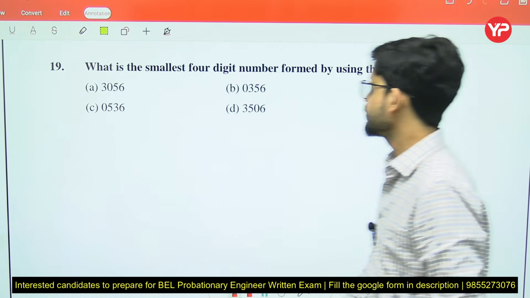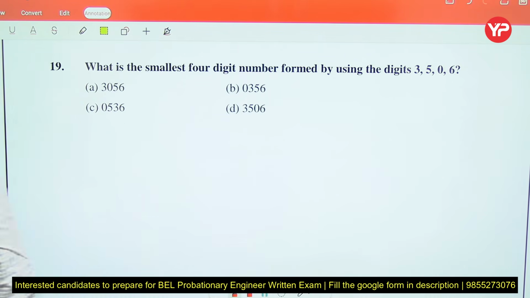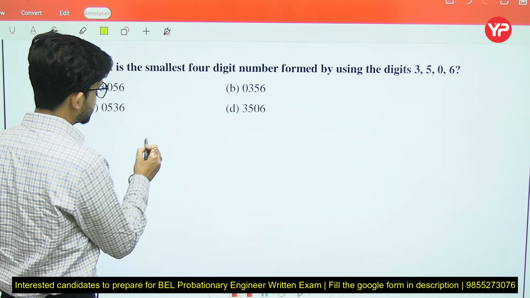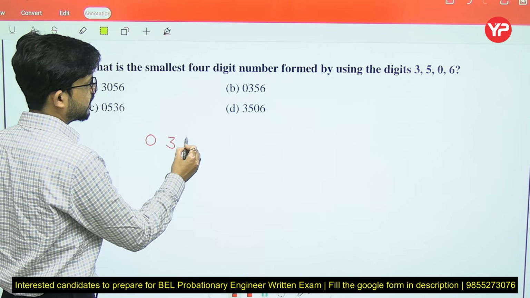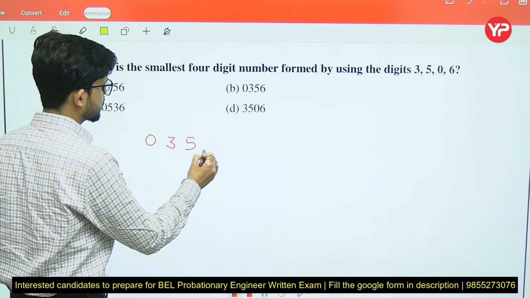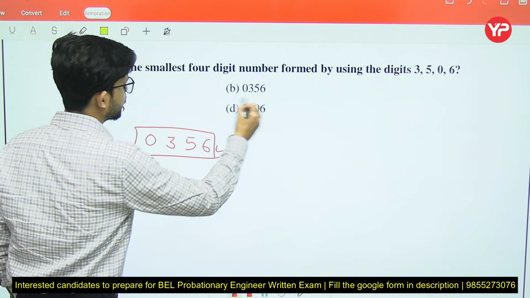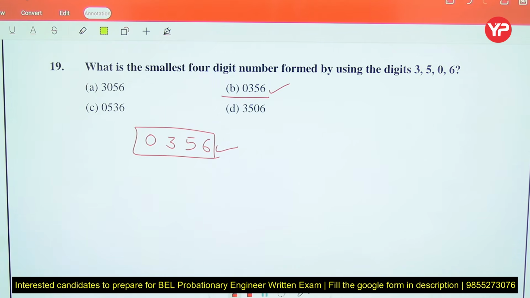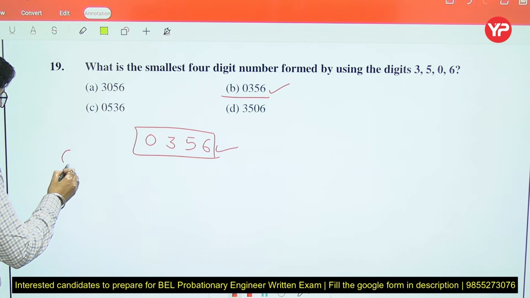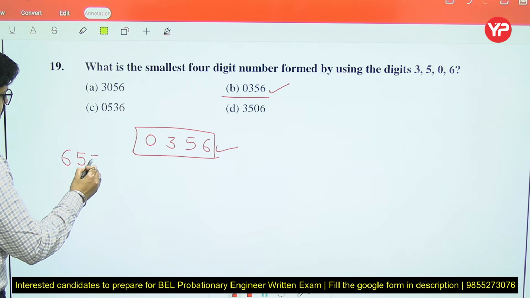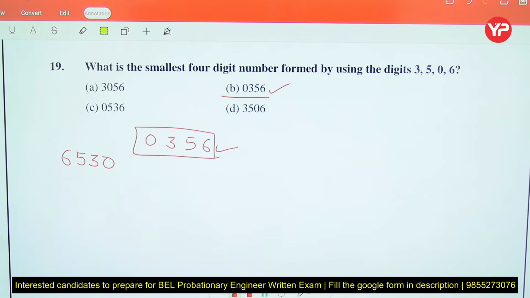What is the smallest 4-digit number formed by using digits 3, 5, 0, 6? So for the smallest, arrange in ascending order: 0, 3, 5, 6. That is the smallest number we can make by using these digits. If he says largest, then what we can do? 6530. This is the largest.